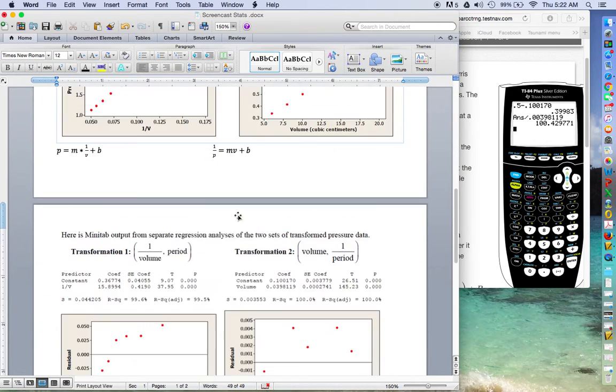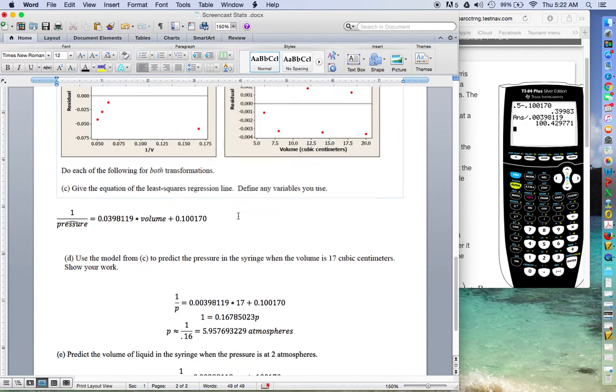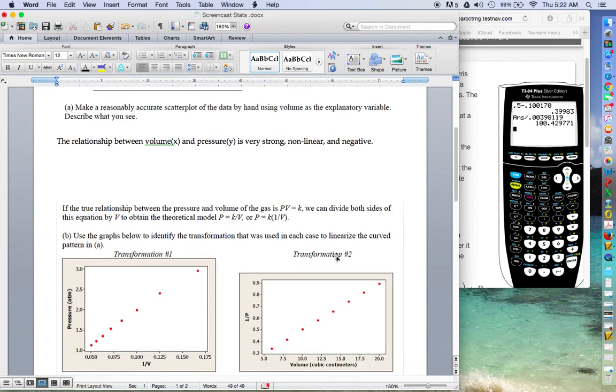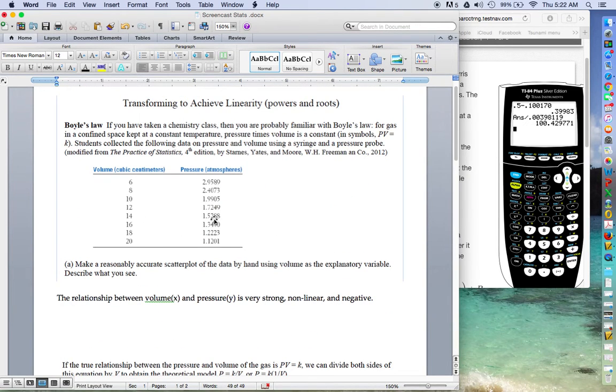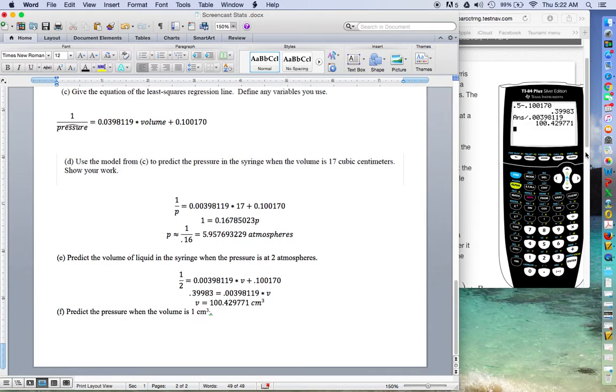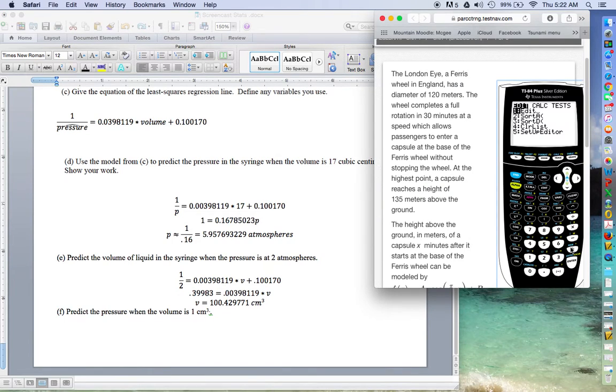So down here when they asked us to make a prediction for 17 cubic centimeters, 17 is in our range of data. In fact, let's just go back to over here. We can look at it in our lists at the same time. So 17 was in our range of data, so this was a legit prediction in part D. In part E, they asked us about 2 atmospheres. Well, 2 atmospheres was in our pressure data, so that was also a legitimate prediction to ask us to do.